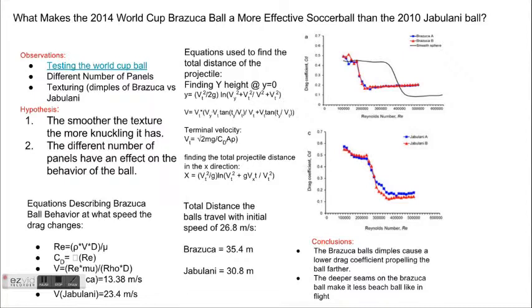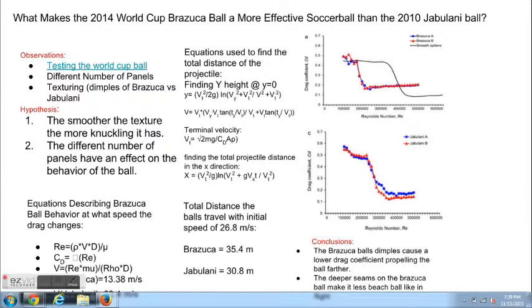So we then used these Reynolds numbers and the density of air as well as the viscosity of air and the diameter of the ball to find the velocity that each must be going to reach this lower drag coefficient. And these were calculated to be 13.38 meters per second for the Brazuca ball and 23.4 meters per second for the Jabulani ball. This indicates that the Brazuca ball can be traveling at much lower speeds compared to the Jabulani and still have stable flight and not be disrupted by the airflow around it, because it is protected by the turbulent boundary layer at higher velocities.